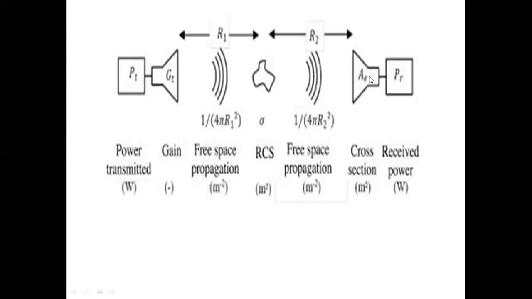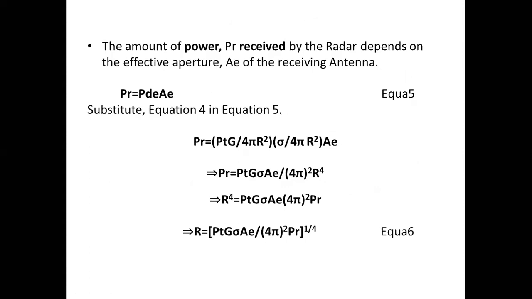When we are receiving the signal, how much signal we receive depends upon the cross-sectional area of the antenna, right? So the radar depends upon the effective aperture area of the receiving antenna. That effective aperture area we are going to represent as A suffix E, from the receiving side of the antenna. So now the received power equals PDE into A.